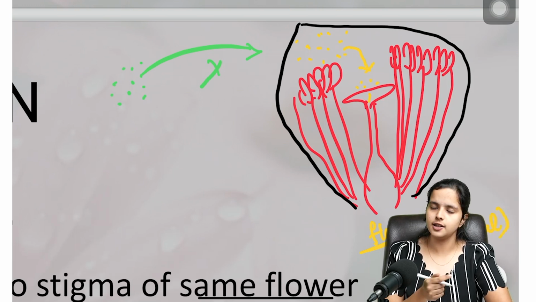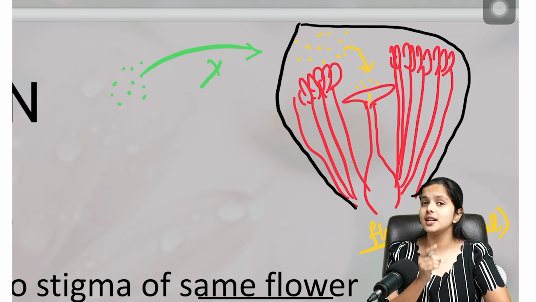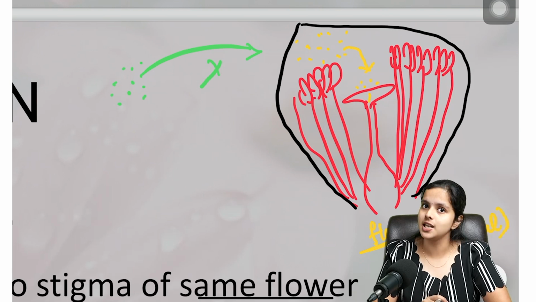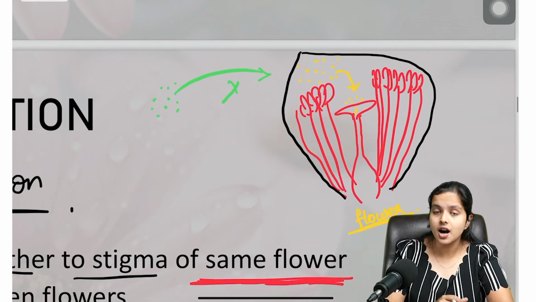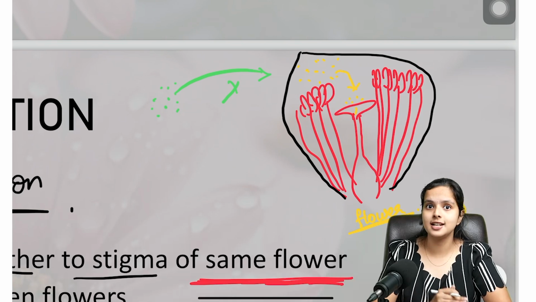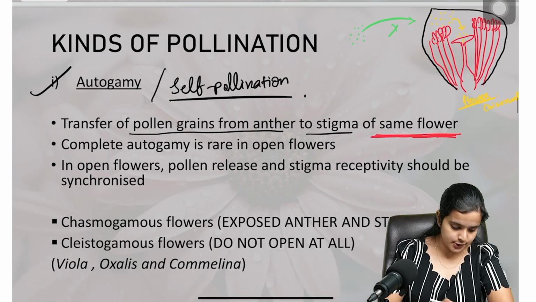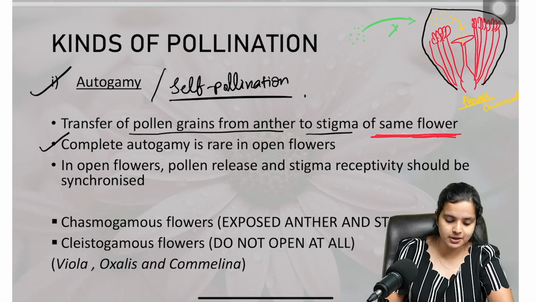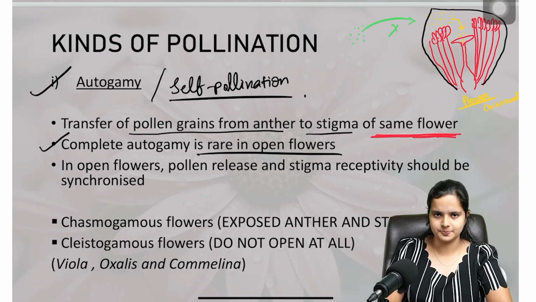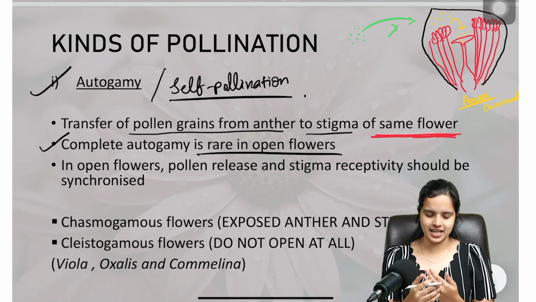Otherwise, autogamy can happen if the flower is bisexual, but if it has to be a complete or exclusive autogamy, you need the flower to be closed as well. You can't afford to have the flower or the stamen exposed to the pollen grains of another plant. So that's what the second point tells you: complete autogamy is rare in open flowers. If the flower is open, complete autogamy is not possible, or it is very rare.